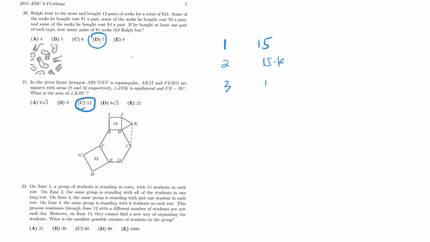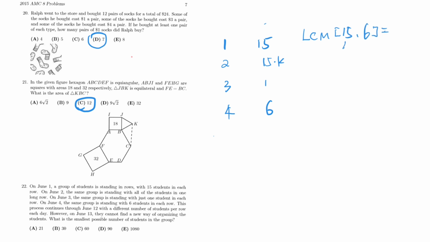On June 4th, each row 6 students. So the number of students must be a multiple of 15 and 6, and so on till June 12th. On June 13th, they cannot find a new way to organize the students. That means the number of students is the LCM of 15 and 6.